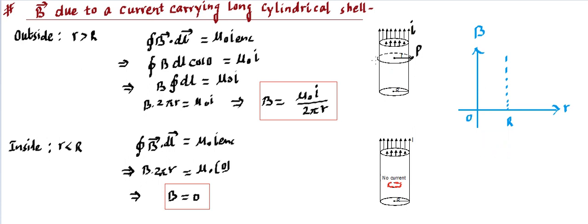This is 0. And if we need to plot how the graph is going to look, you will find inside is going to be 0. So it will start from here and it will remain 0 up to the R point, and just before R it stops. And then it suddenly increases to its maximum value just outside, and it decreases as 1 upon r, that means rectangular hyperbolically, to 0 very far apart. So this graph is going to indicate the magnetic field due to a long cylindrical shell.